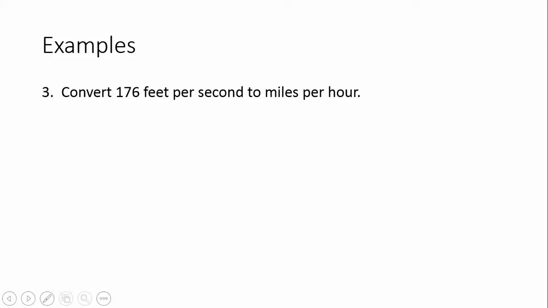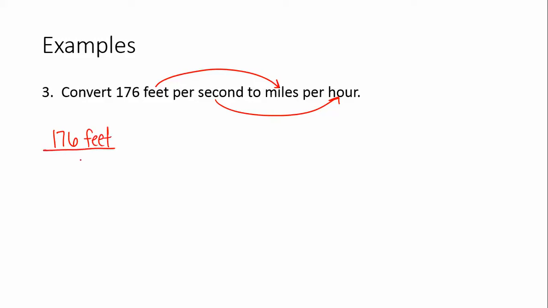Here's one where we have 176 feet per second, and we need to convert it to miles per hour. So you can see we're converting feet to miles and seconds to hours. So we're going to have two different conversions here. But we're going to start with 176 feet over 1 second. And we're going to need a conversion factor for feet to miles, and we're going to need a conversion factor for seconds to hours. But that's what we want to get all the way to miles per hour.